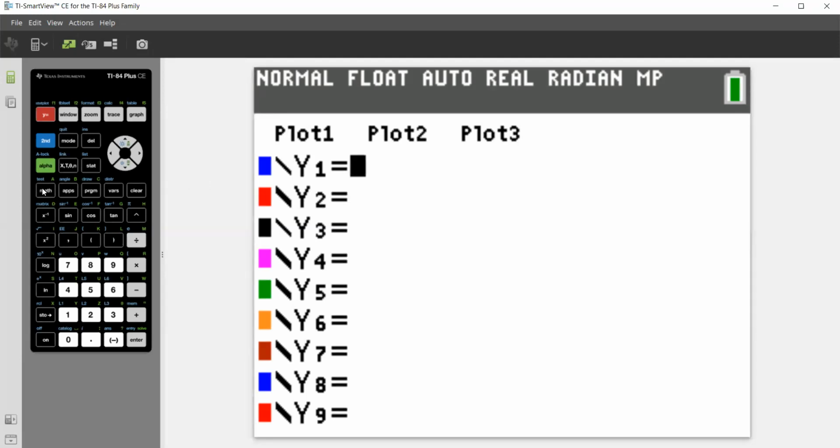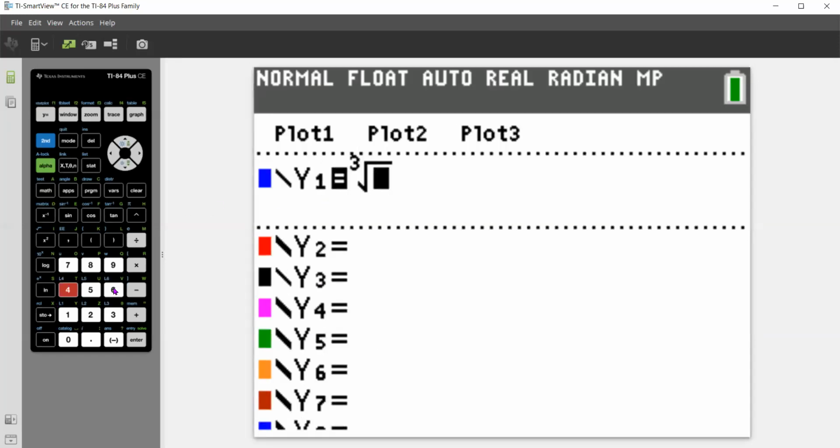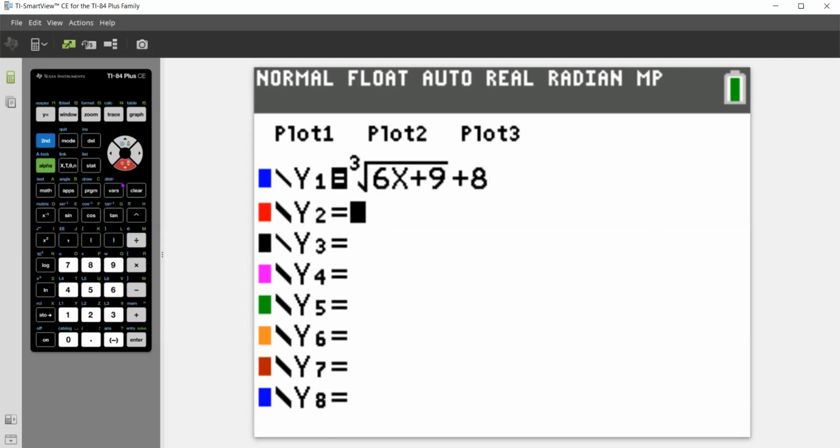So I'm going to go to math, and I'm going to look for the cube root, which is option 4. That brings it there, and I'm going to type in 6x plus 9. Make sure I'm out of the radical. Notice that I used the right arrow to move away from the radical. Then I'm going to do plus 8. And then I'm going to move to y2 and type in 5, because the function was cube root of 6x plus 9 plus 8 equals 5.